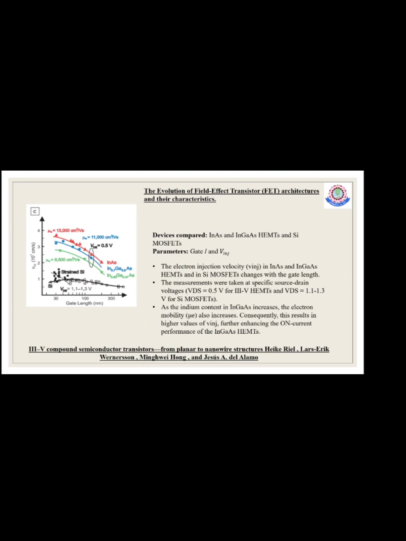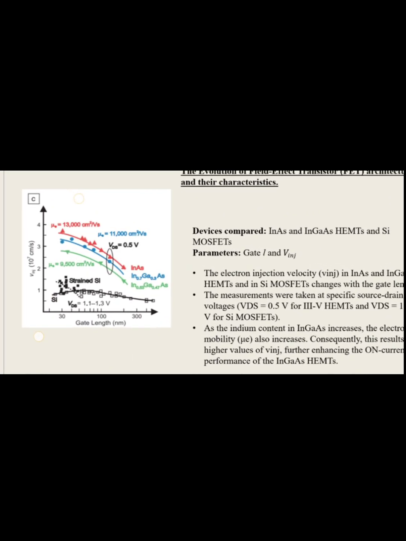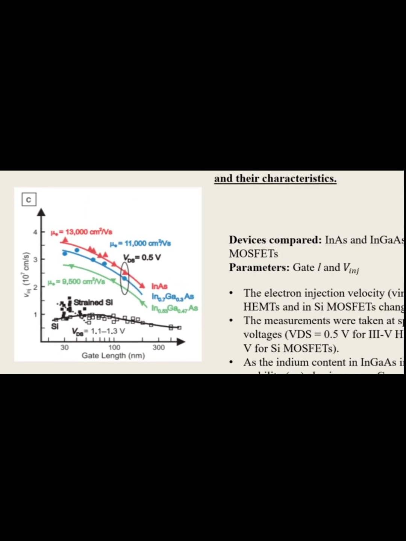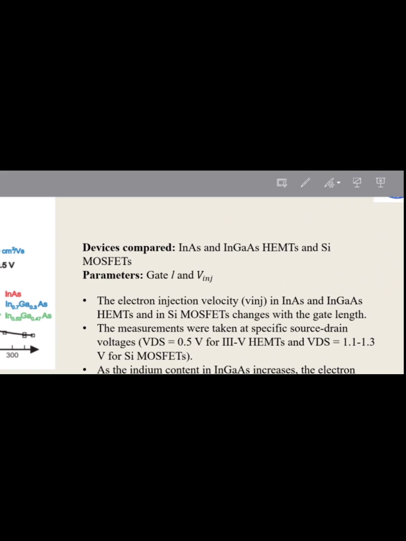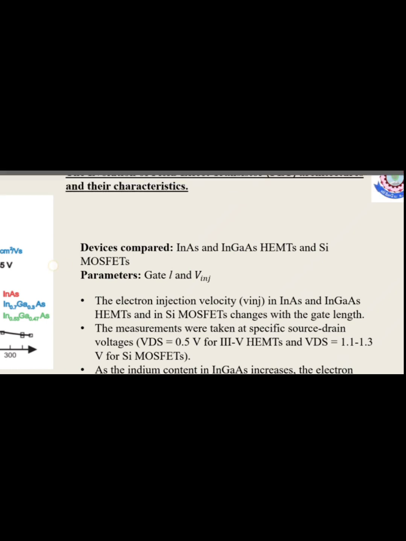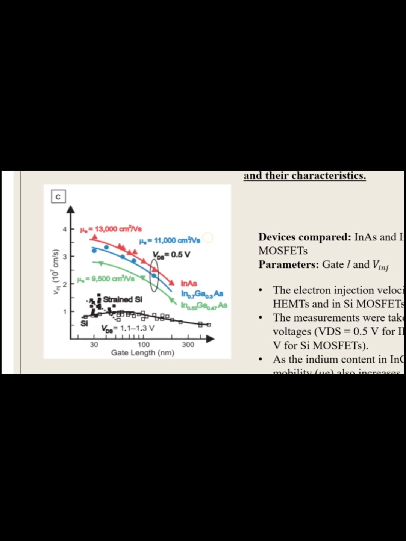So coming to this slide, you can see this figure C. This figure C is a plot between the gate length and the V-inch. V-inch is nothing but the electron injection velocity. So here they have compared three major devices: indium arsenide and indium gallium arsenide HEMTs, HEMTs being high electron mobility transistors as we know, and silicon MOSFETs, silicon metal oxide semiconductor field effect transistors. So the parameters here are the gate length and the V-inch, which is nothing but the electron injection velocity.